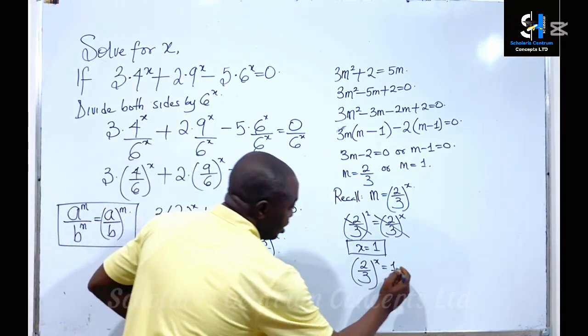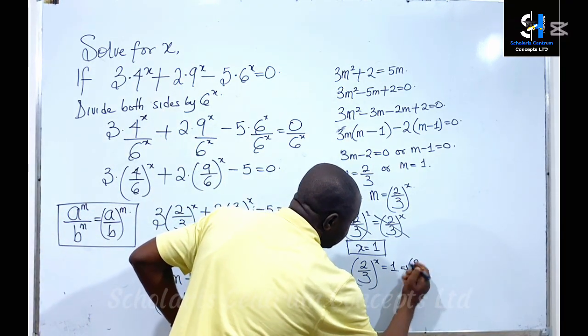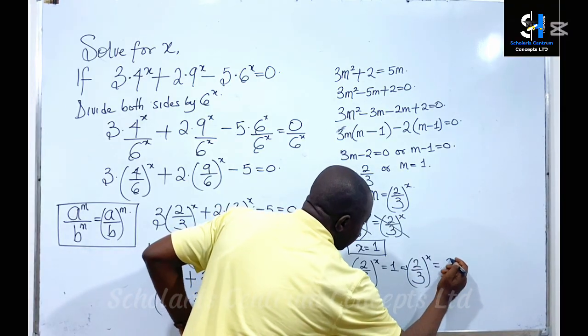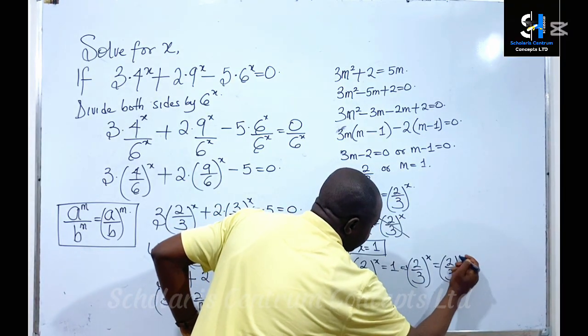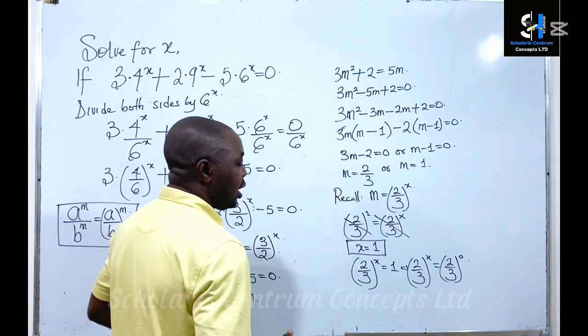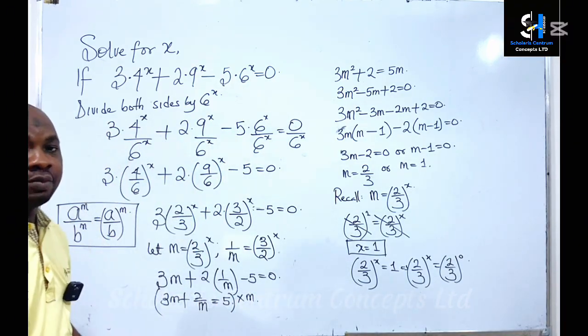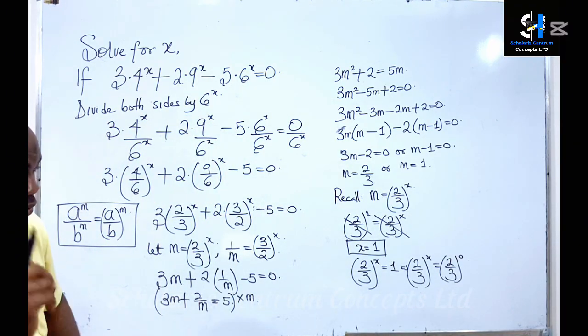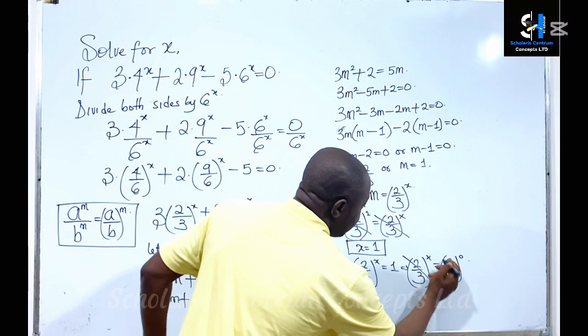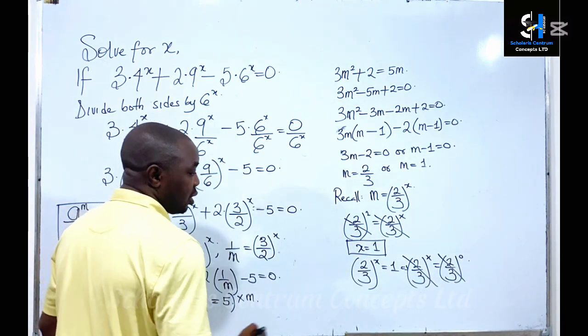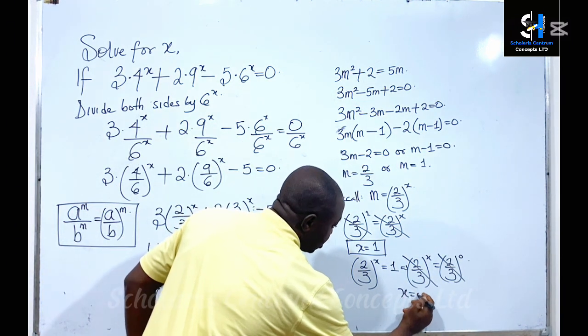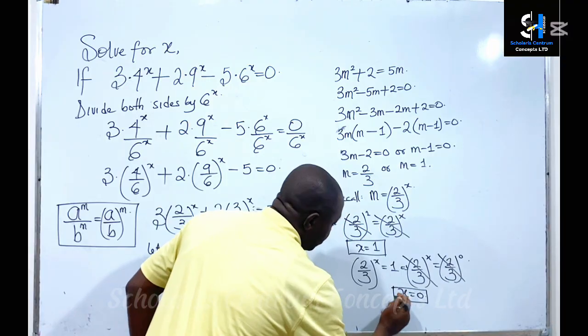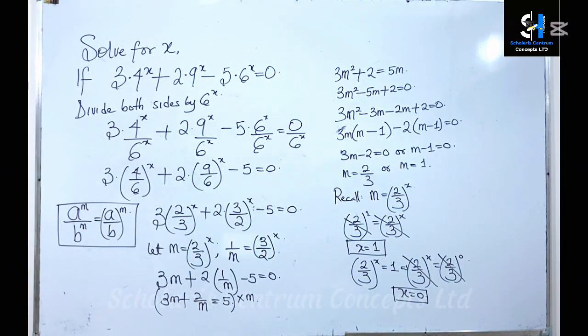So in this case, we're going to have 2 over 3 raised to the power of x equals 2 over 3 raised to the power of 0. Any number raised to the power of 0 always gives 1. So in this case, we have the same base on both sides, so we cancel out the base. So we have x equals 0. So these are the two values of x.